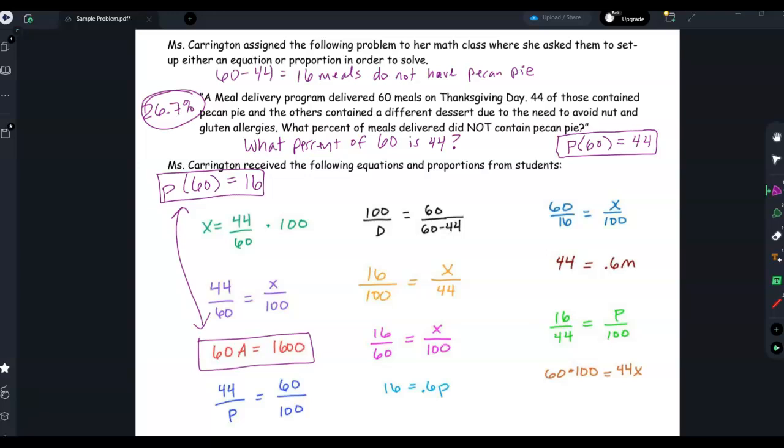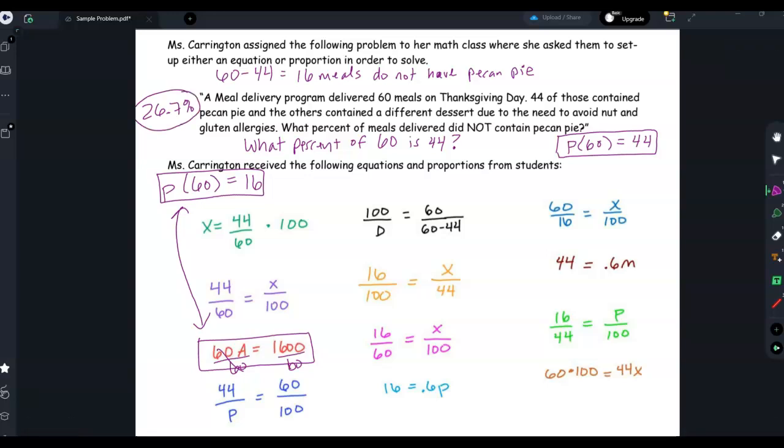And so, that's a little strange. Like, well, where did they get 1600? But if you think about this, if I were to divide both sides of this equation by 60, 1600 divided by 60 would actually give me the same answer. It would give me the 26.7%. So why are they doing that?